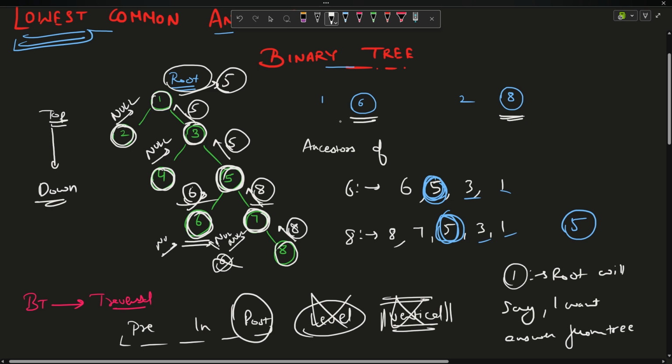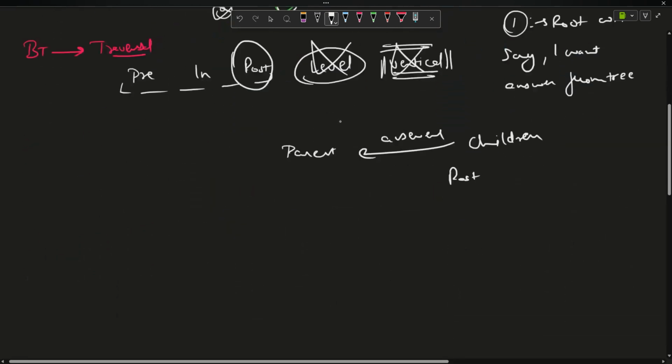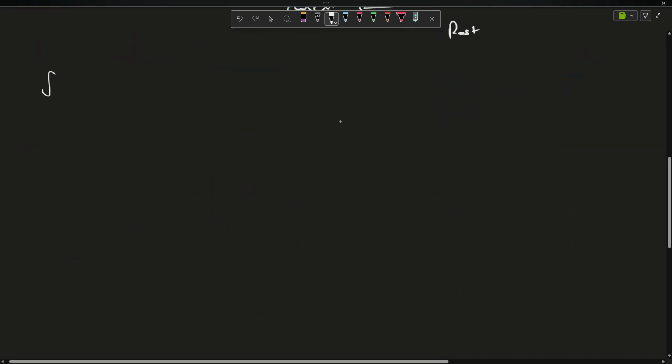Do you understand what has happened? 1 said my left subtree does not contain any node, and my right subtree is giving me 5. So I will return 5. So what is actually happening is my function is f.